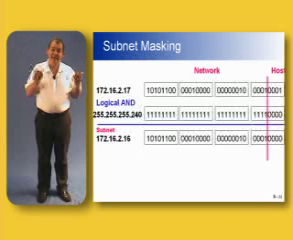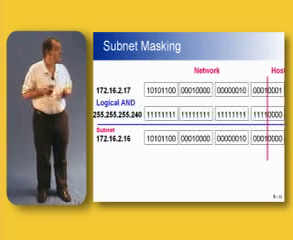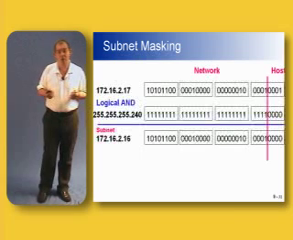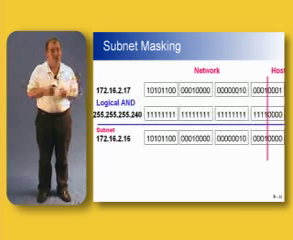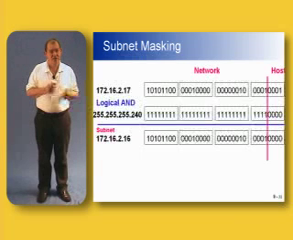Computer doesn't care, it does a logical AND between the IP address and the subnet mask, and the result is the subnet portion of the address, the network portion of the address. Now, it looks to us as though that might be a host address, but it's not. It's a network address. So the network is 172.16.2.16.